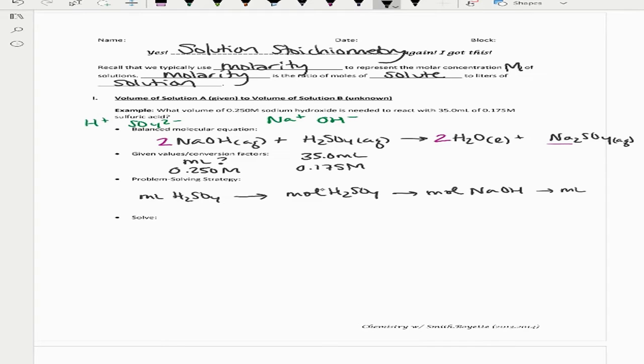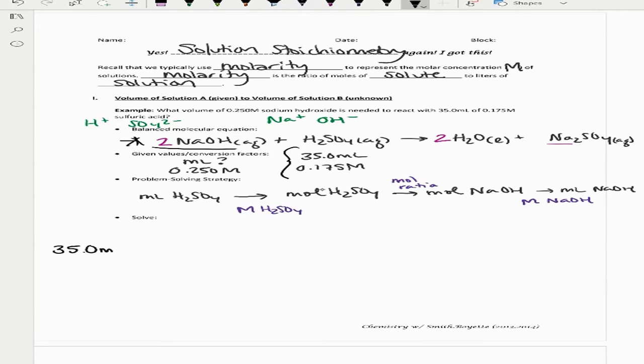and then to milliliters of NaOH. Using the tools we had learned last mod, we'll go from milliliters to moles. We'll be using the molarity of H2SO4. We'll use the mole ratio from our balanced equation to get from moles of H2SO4 to moles of NaOH. And last but not least, we'll be using the molarity of the NaOH to convert between moles of NaOH to milliliters of NaOH. To start, we'll look at our compound that we have all the information for.